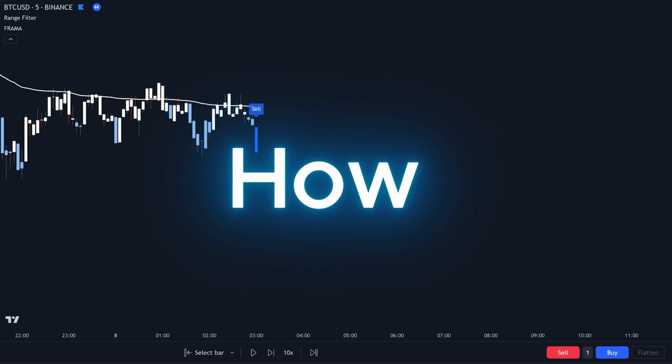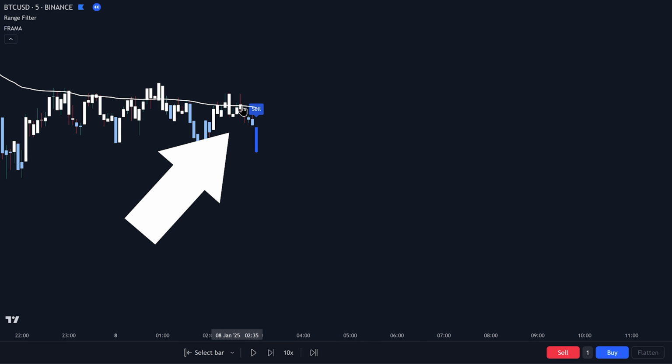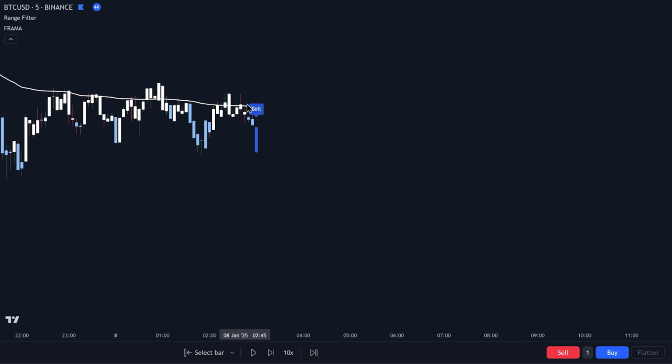Let's walk through how to enter a sell position using both the range filter and FRAMA indicators. Here on the chart, we see the range filter indicator printing a sell signal. Additionally, the price is currently trading below the FRAMA indicator. This confirms that the market is in a bearish trend, making it a valid setup to enter a sell position.